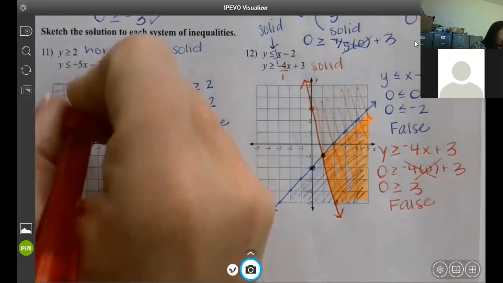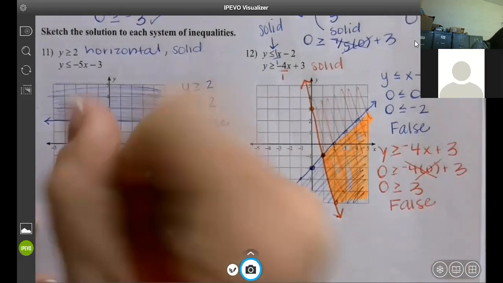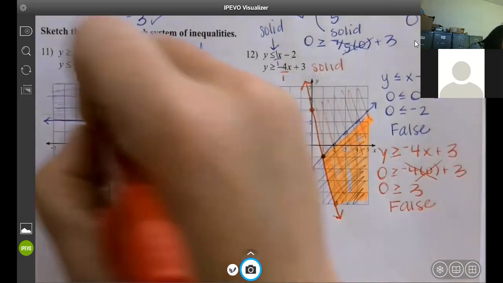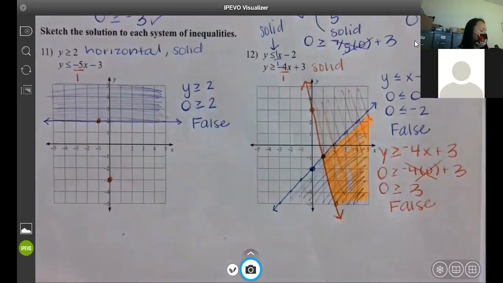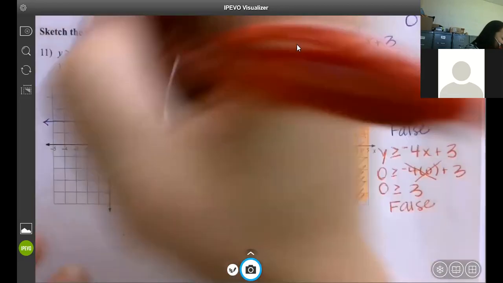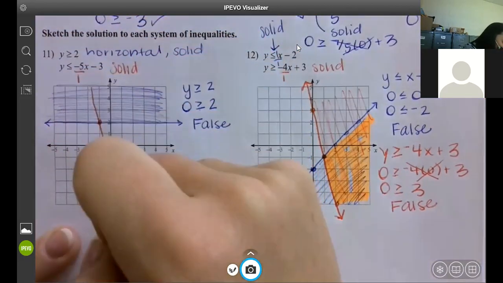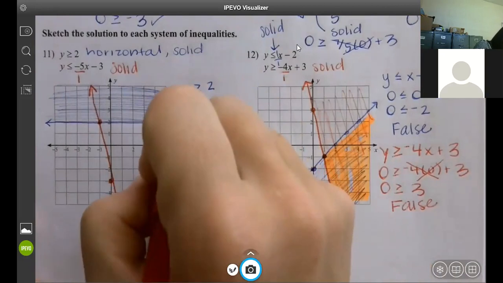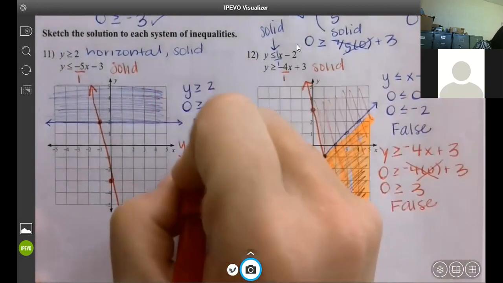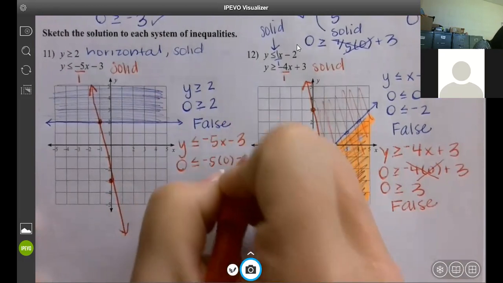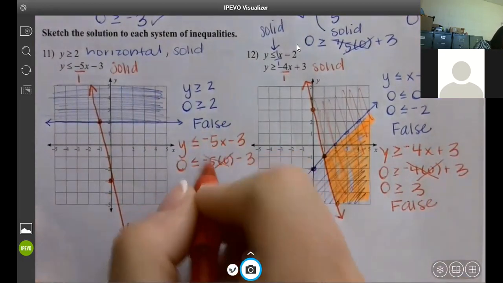Right. So the bottom one starts at -3. Our slope is -5/1, so we go down 5 and over 1. Can't really do that on this graph, but I can go up 5 and to the left 1. And this one again is solid. It looks like this. We can plug in 0, 0 since the line didn't touch it. So our inequality is y is less than or equal to negative 5x minus 3. 0 is less than or equal to negative 5 times 0 minus 3. Your 0 does not count.